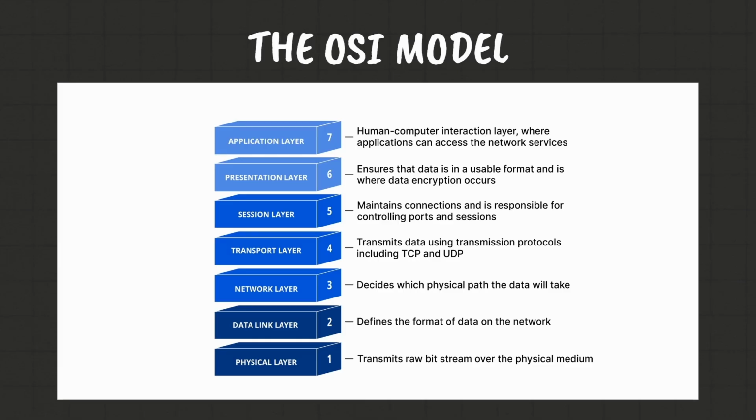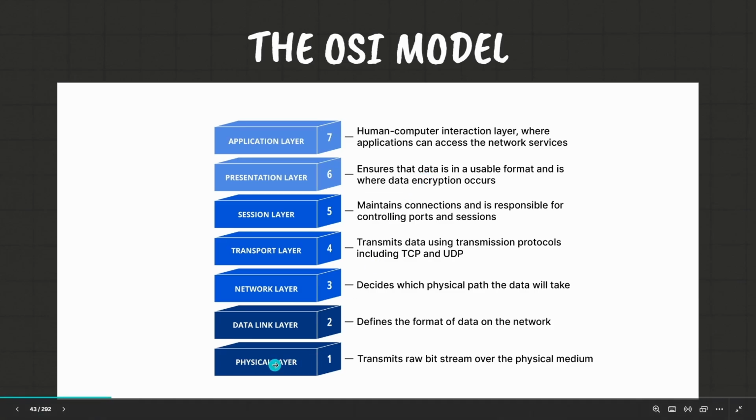Let's understand with an analogy again. Imagine you want to send a letter to a friend. You write the letter in the application layer, put it in an envelope in the presentation layer, and address it in the session layer. Then you give it to a mail carrier, which is the transport layer, who takes it to a sorting office in the network layer. The sorting office figures out how to get the letter to your friend's neighborhood, the data link layer, and finally it's delivered to their mailbox at the physical layer. The OSI model breaks down this process into 7 layers, each with a specific job.